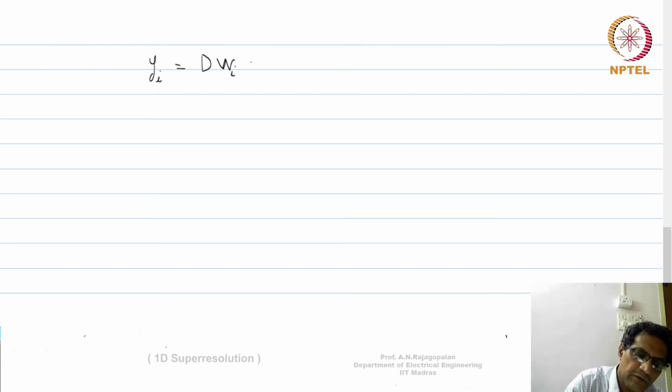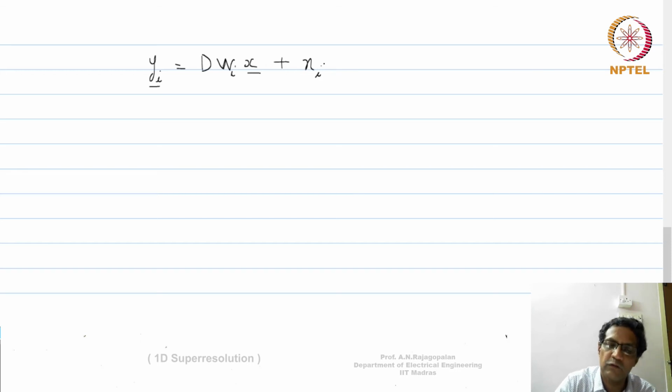So the way to express this is to write it down as an expression where you have yi, which is the ith observation, equal to D, Wi, X, where I'm going to introduce a matrix Wi. We should understand that all of these are vectors, plus some noise ni. For the time being, let's throw the noise out and assume that you have an ideal model, because once you bring in non-idealities, things will change. But for the moment, let's assume everything is nice.